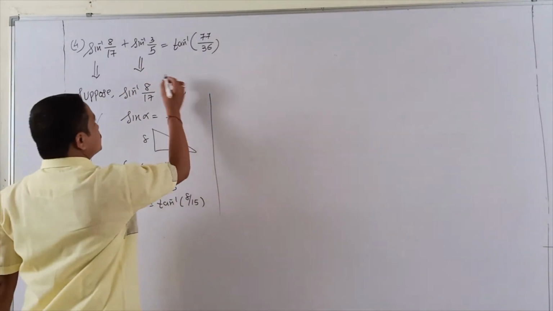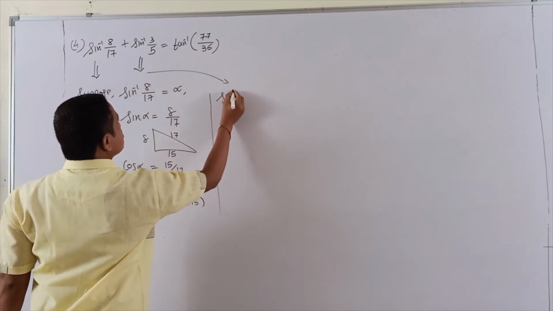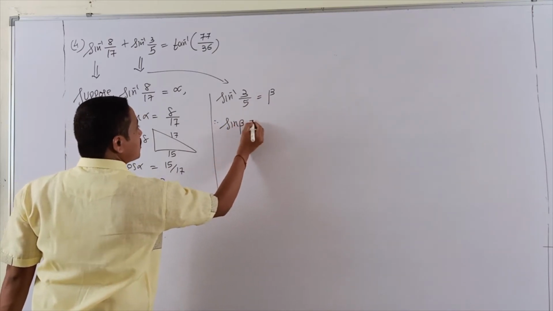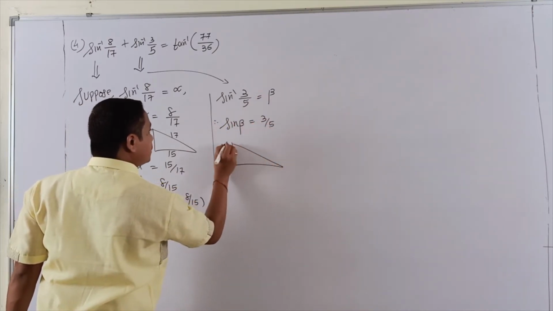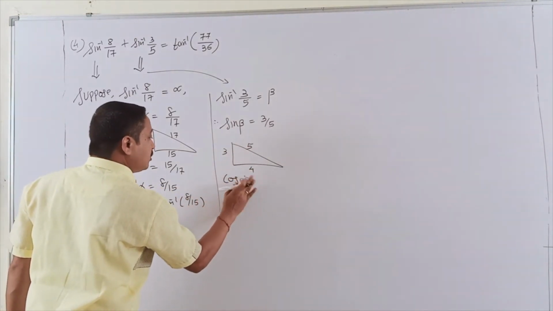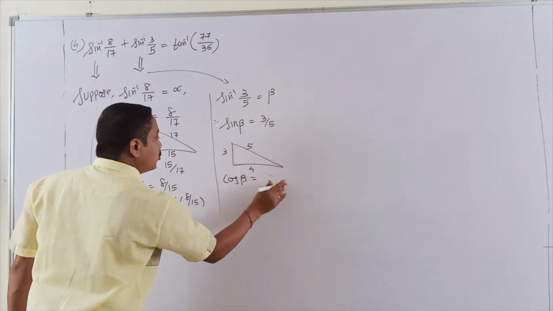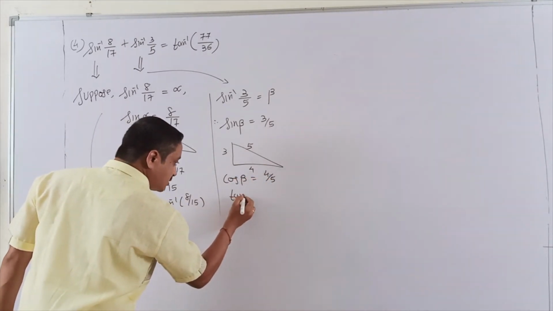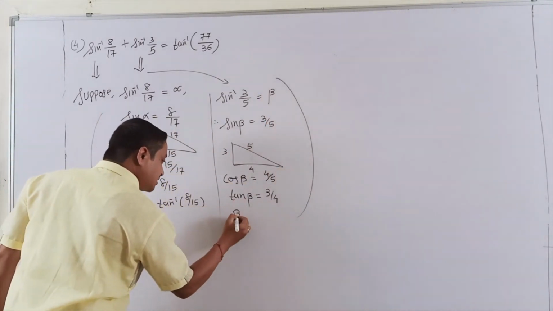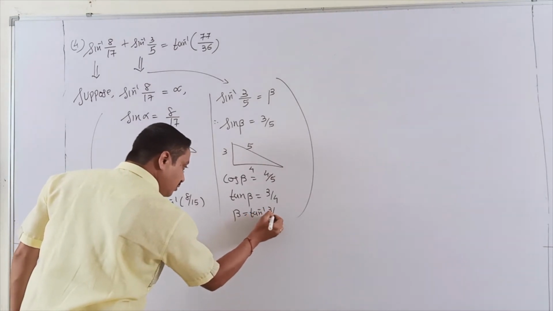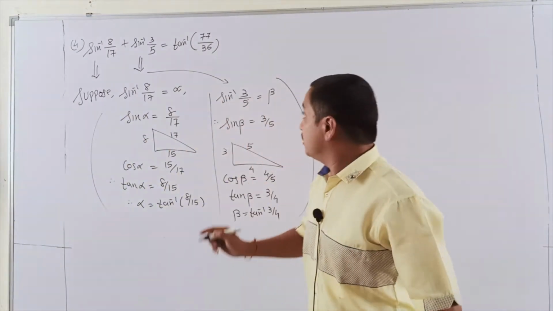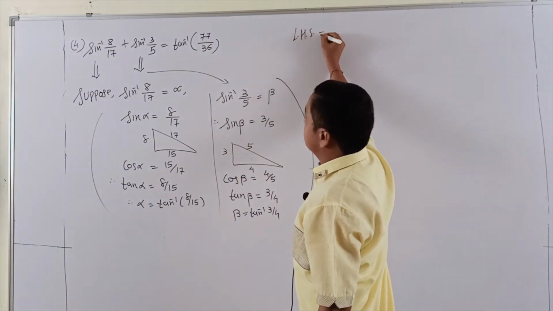Then similarly, here the assumption: sin inverse 3 by 5 is beta. So what is sin beta? 3 by 5. Going to the triangle, here 3, 5, 4. Cos beta done. How much is it? 4 by 5. So tan beta is also done. How much is it? 3 by 4. So beta is tan inverse 3 by 4. Finally, with these two values, students, I can start with the LHS.